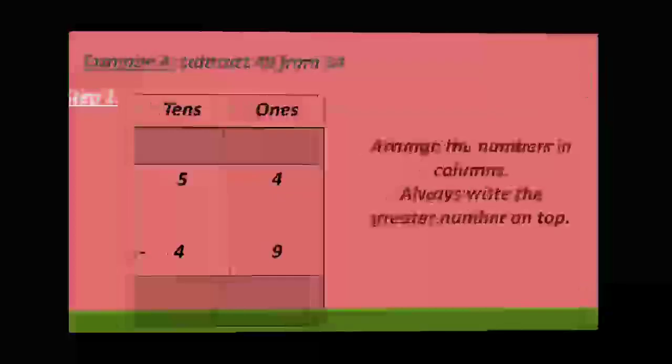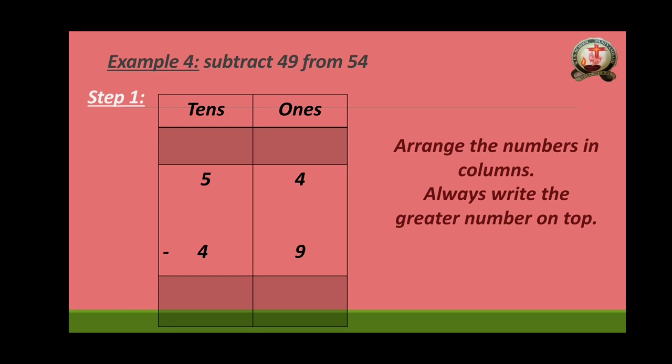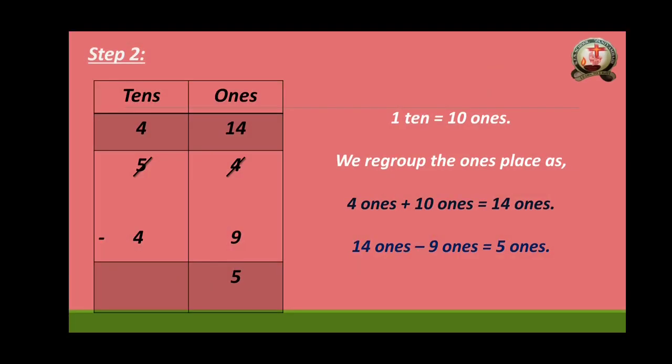Now let's see the next example, that is subtract 49 from 54. Okay, so we have to arrange the numbers in columns. Always we have to write the greater number on top. This is the first step in all the sums. The next step is, now we have to check the numbers in the ones column to subtract. On top we have 4, and it's not possible to subtract 9 from 4, right? Because 4 is lesser than 9.